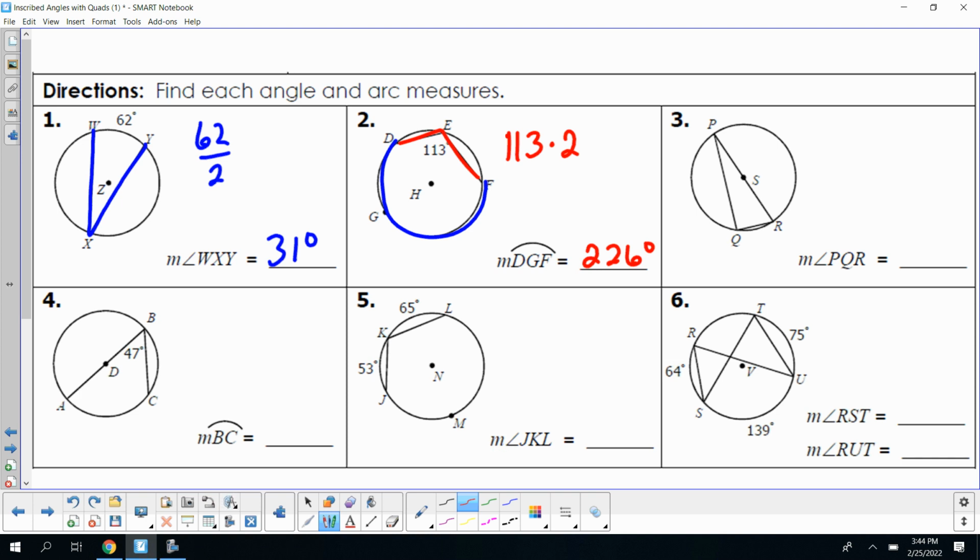For number three, they want to know the measurement of angle PQR. If you notice that this goes through the diameter, that makes the measurement of that angle 90 degrees.